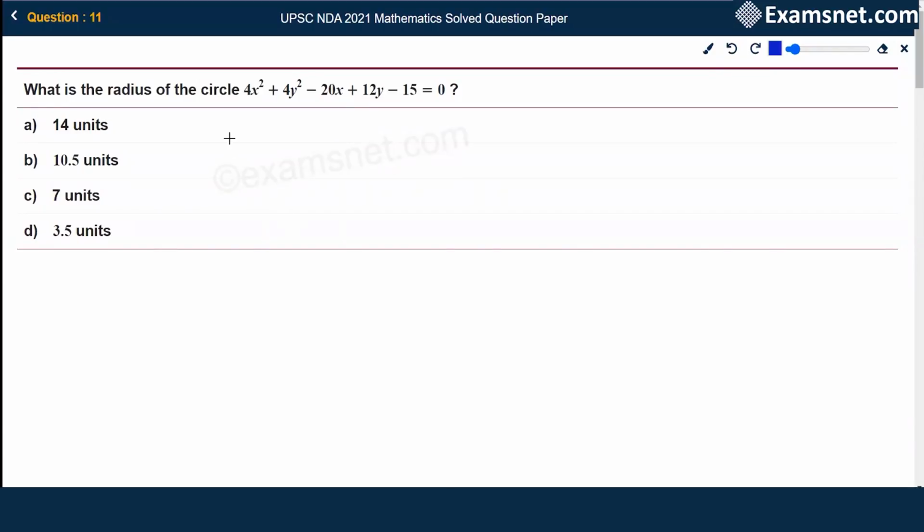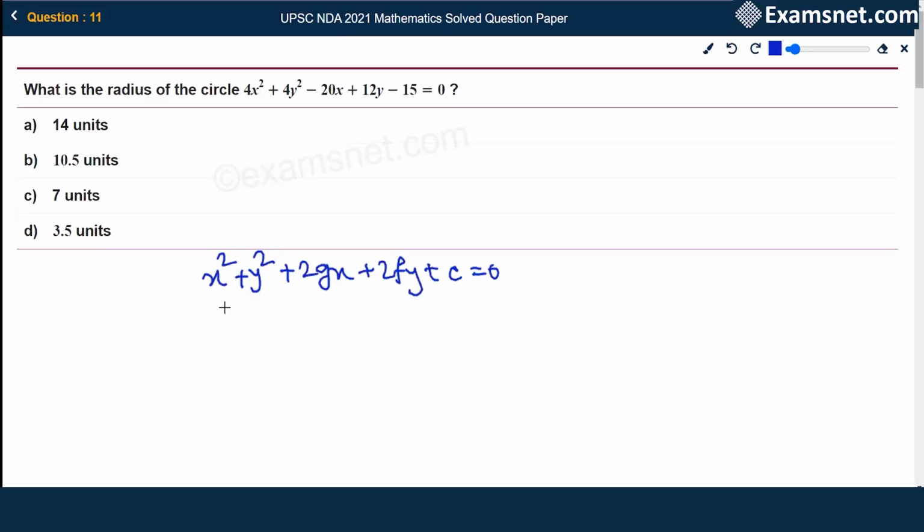What is the radius of the circle 4x² + 4y² − 20x + 12y − 15 = 0? Four options are given. First, let me give you some information regarding circles. The general equation of a circle is x² + y² + 2gx + 2fy + c = 0, for all values of g, f, and c.